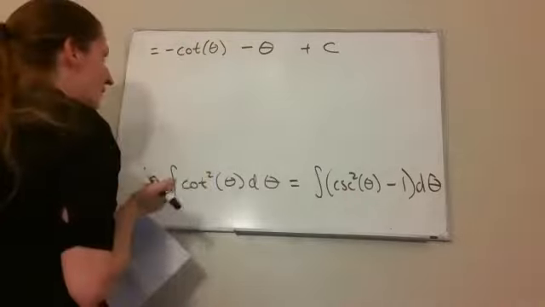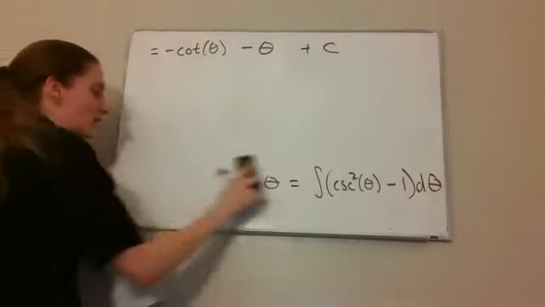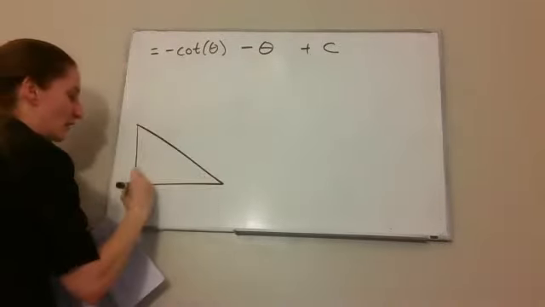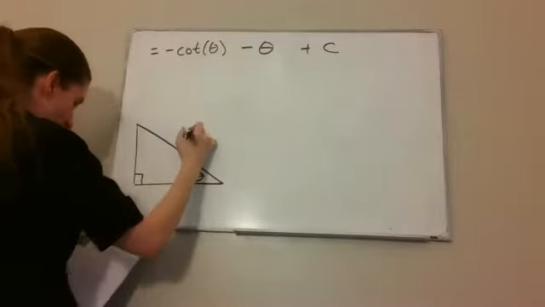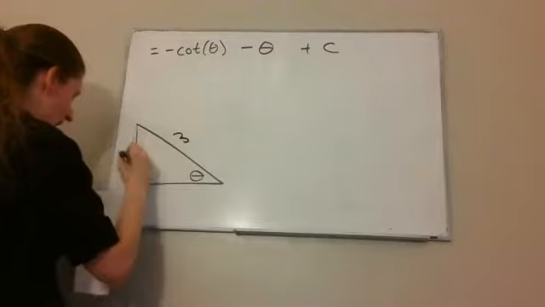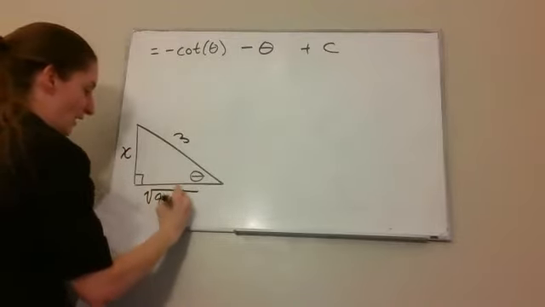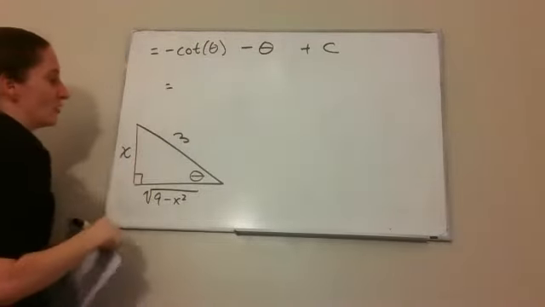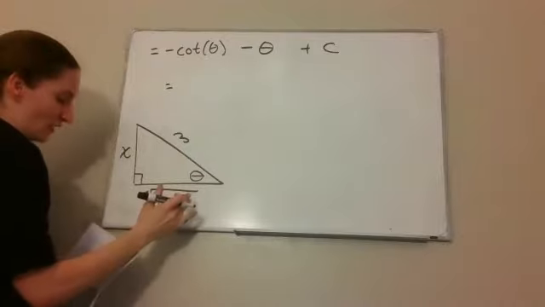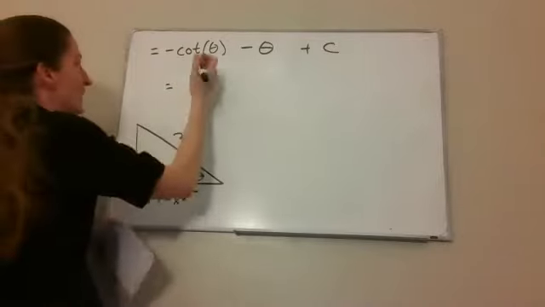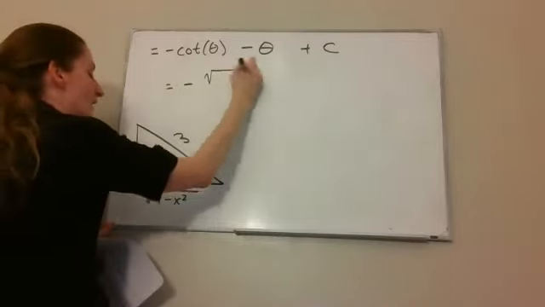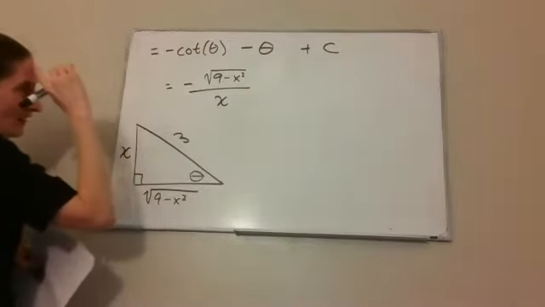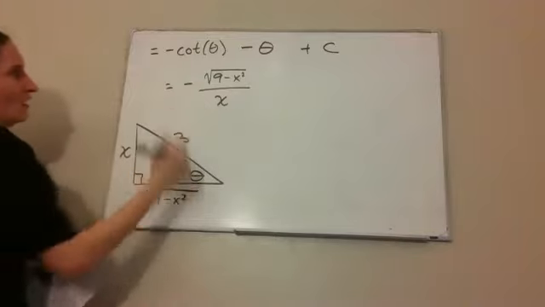Now I had what theta was equal to in my list of things, but I did not have a cotangent written down. So let me just remind us what our triangle looked like. Our triangle had a 3 over here, an x, and a square root of 9 minus x squared. The cotangent of theta is equal to, instead of opposite over adjacent, adjacent over opposite. So I have my adjacent side is square root of 9 minus x squared. My opposite side is x, and that is my negative cotangent of theta.